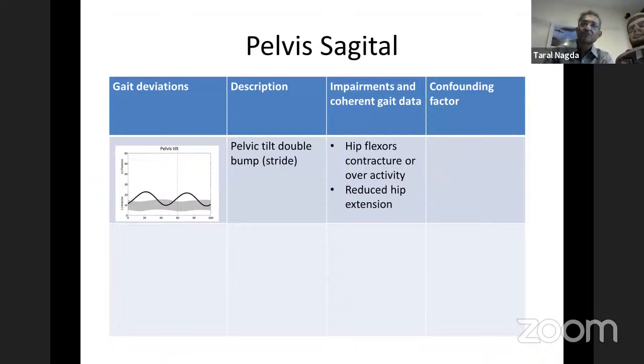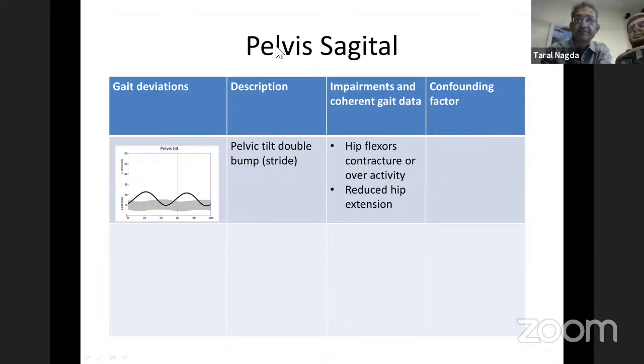So let's come first to the problems of the sagittal graph. One of the commonest things we see is a double bump pattern. What is a normal pelvic curve in the sagittal plane? It's a smooth curve with normal, soft waves. But when you have hard waves like this, which form a double bump pattern, this is known as a double bump curve. And this is something which is striking.